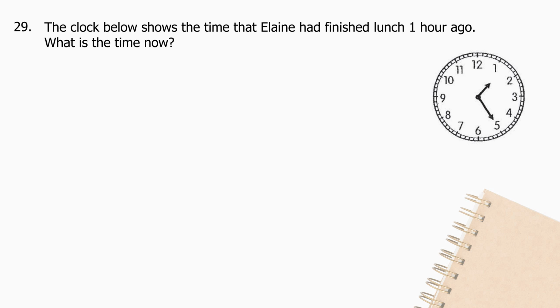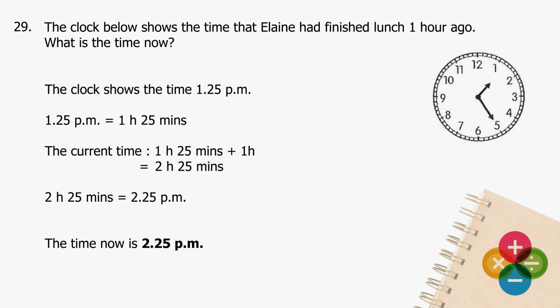Question 29. The clock below shows the time that Elaine had finished lunch 1 hour ago. What is the time now? The clock shows the time 1:25 p.m. 1:25 p.m. is equal to 1 hour and 25 minutes. The current time will be: add 1 hour and 25 minutes to 1 hour, and the sum is 2 hours and 25 minutes. 2 hours and 25 minutes is equal to 2:25 p.m. The time now is 2:25 p.m.